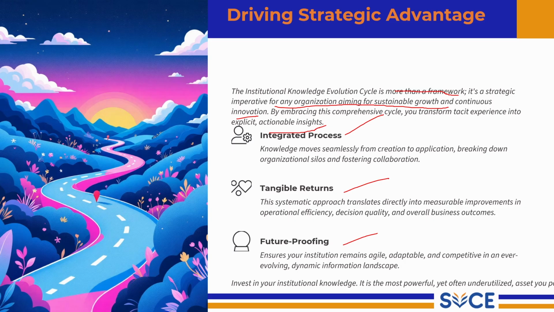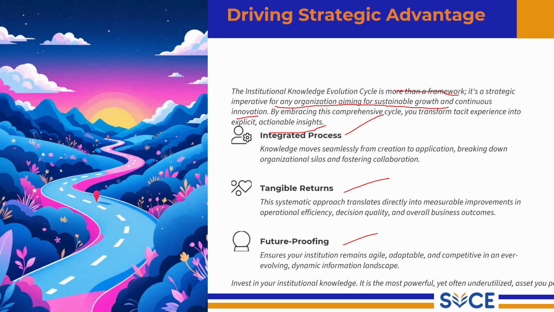Next one is tangible returns. This systematic approach translates directly into measurable improvements in operational efficiency, decision quality and overall outcomes. In other words, it's not just a theory, it delivers visible results like faster decisions and better efficiency.